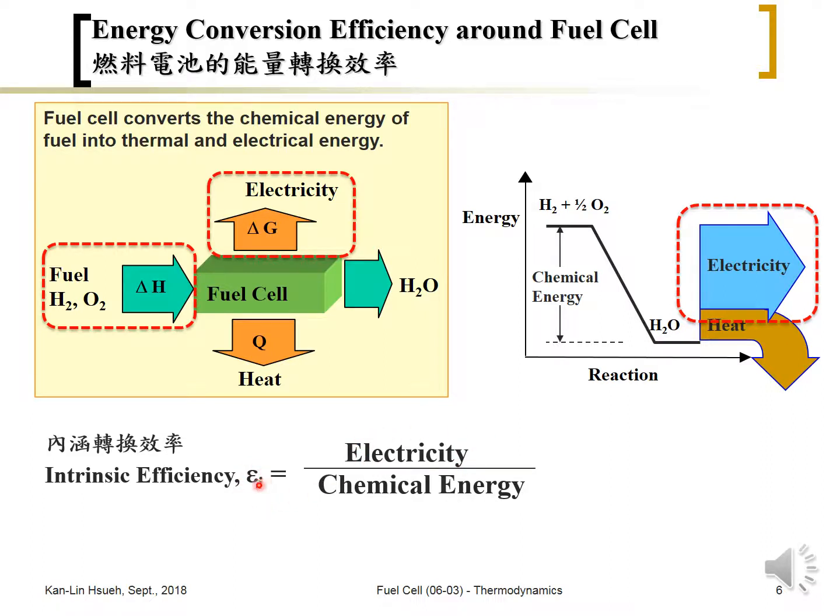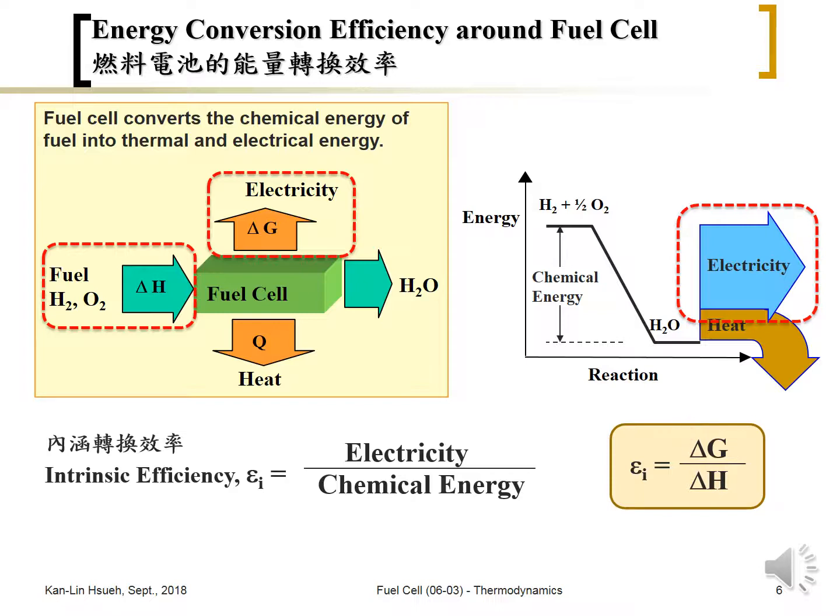This epsilon I is called the intrinsic efficiency. It does not depend on the design of the fuel cell, the peripherals, or other things, but only on thermodynamics. We just calculate from the chemical itself, predicting in the most ideal case how much efficiency can be produced by this kind of fuel. So the intrinsic efficiency epsilon I equals delta G divided by delta H. Delta H is the change of enthalpy, and delta G is the change of free energy.